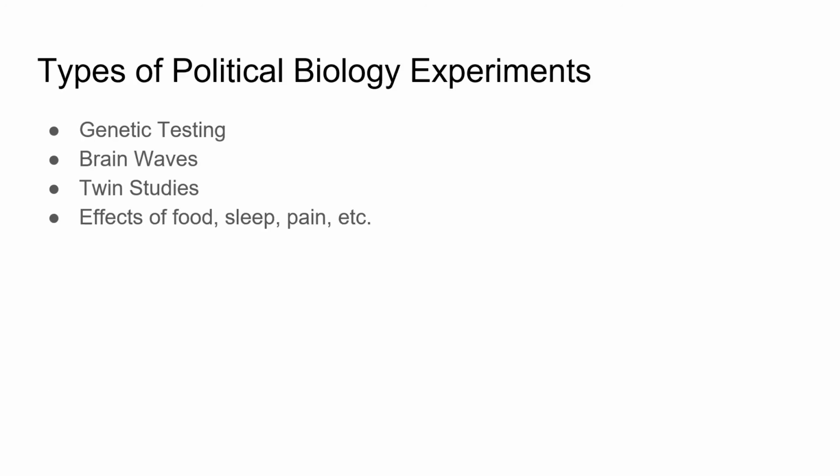In general, there are four types of political biology experiments. We're going to spend some time on the first three and not so much on the fourth. First, genetic testing, which is what I explained here. Second, brainwave testing, done with MRI machines, which is very interesting, although very expensive, and many political science departments can't afford to buy an MRI machine to do lots of research. Third, twin studies. We have a twin study center here at Cal State Fullerton in the psychology department, and political scientists are expressing an interest in that. Then we can look at the effects of food, sleep, pain, and things like that on political behavior. So let's go on.